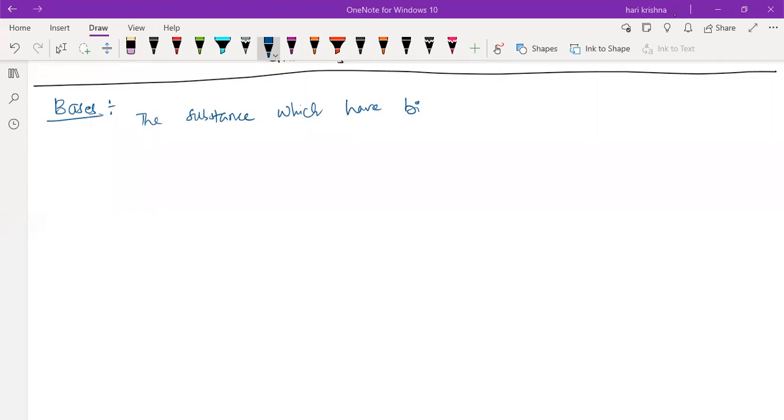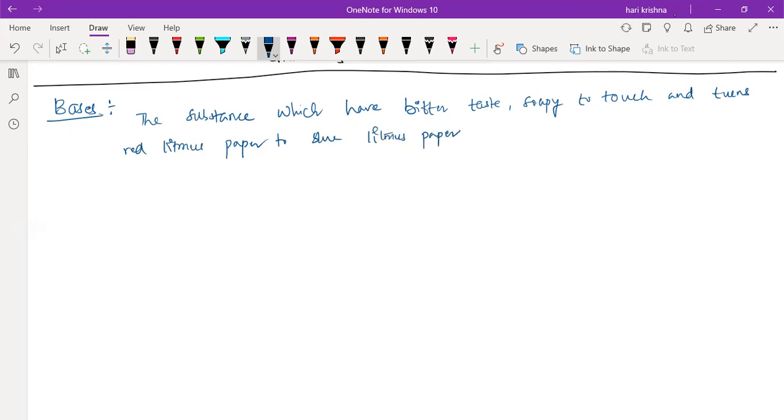So the simple definition is a substance which has a bitter taste, is soapy to touch, and turns red litmus paper to blue litmus paper. Okay.